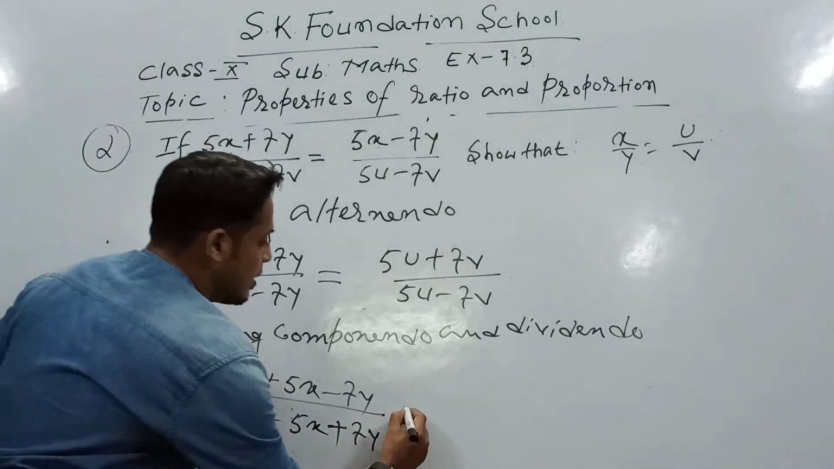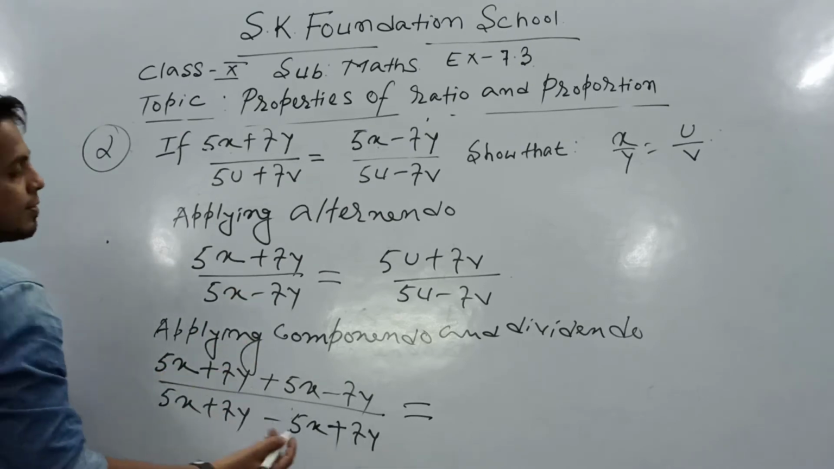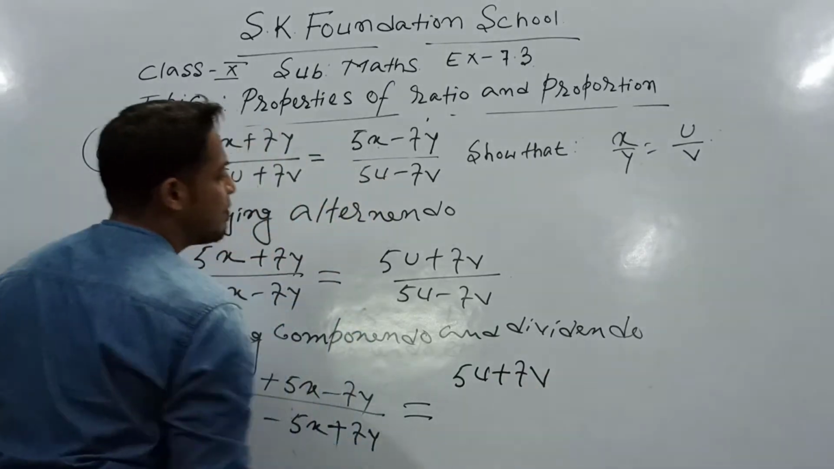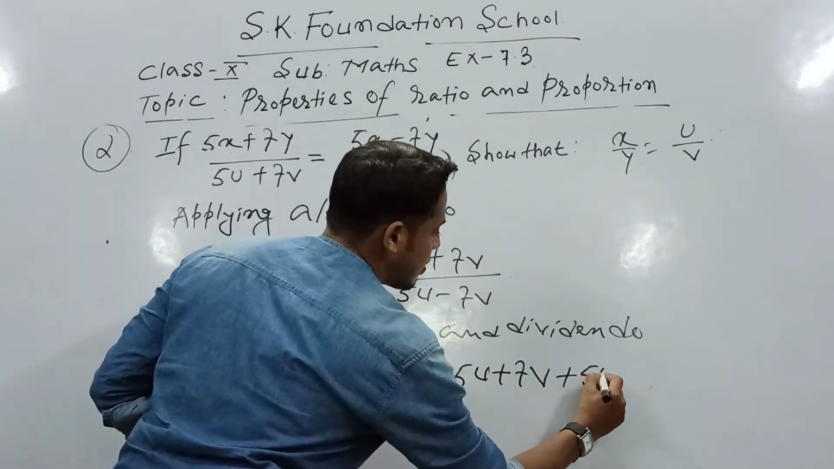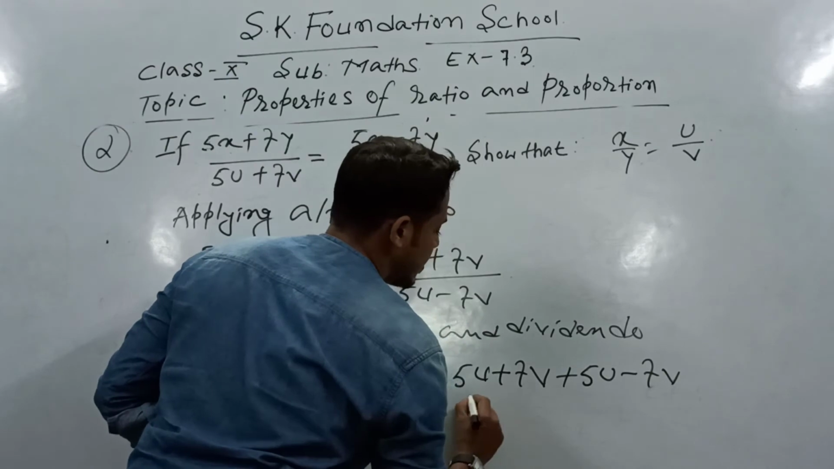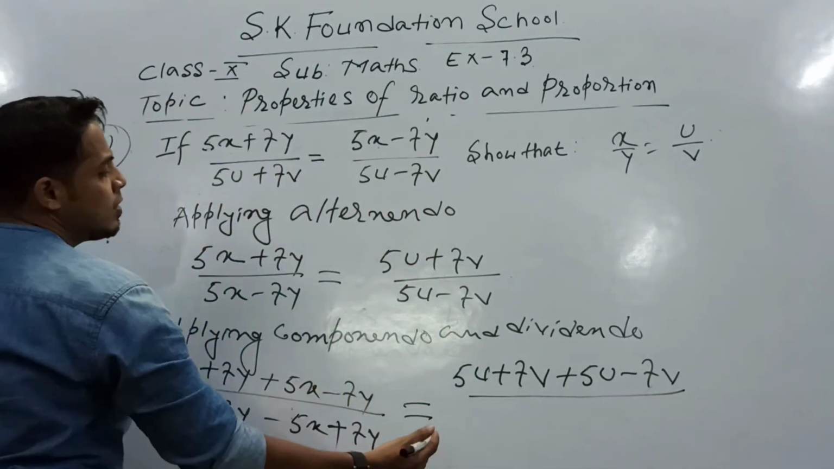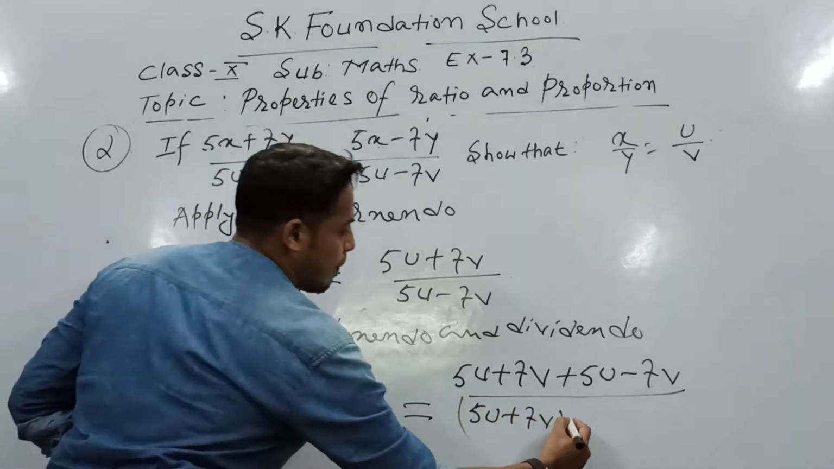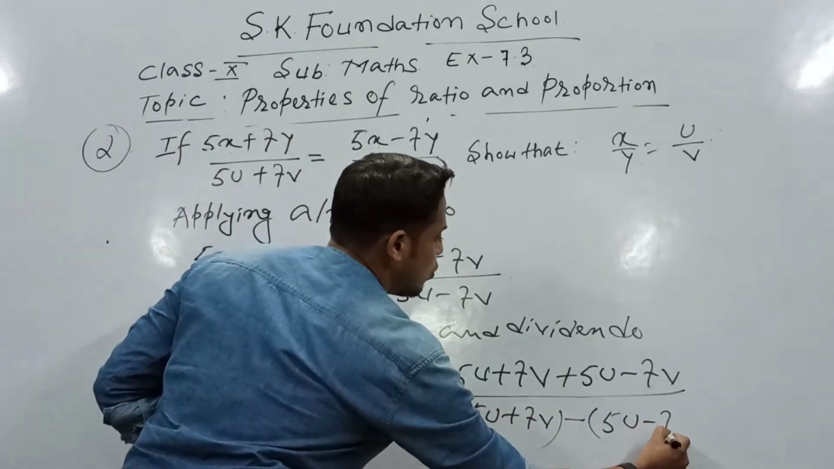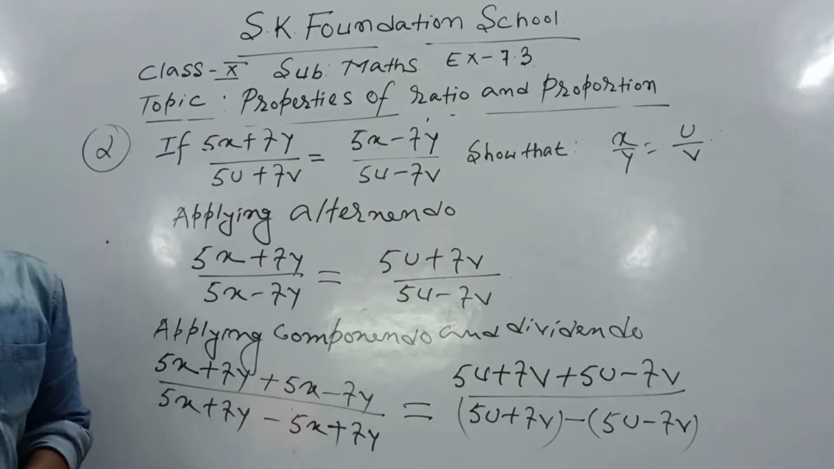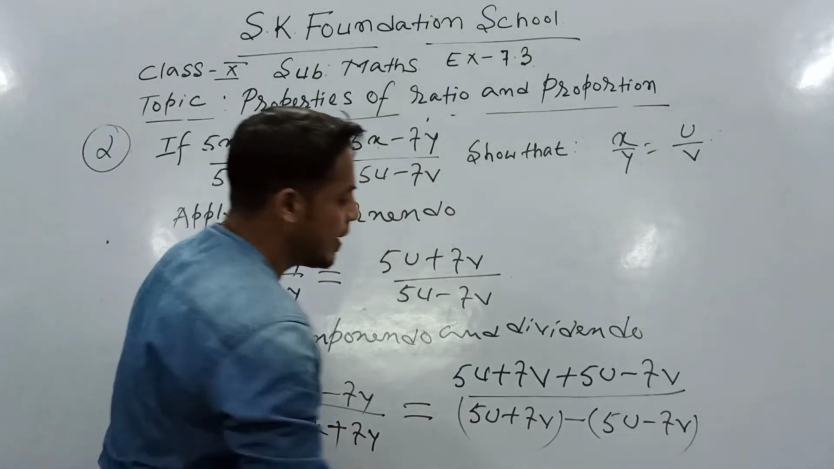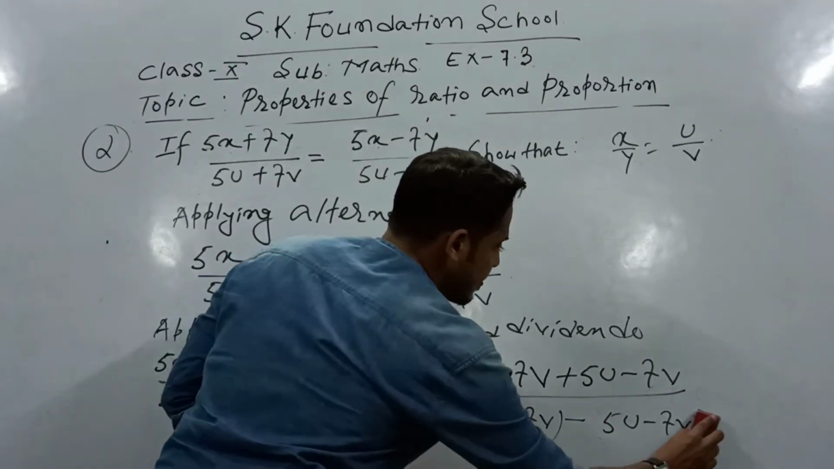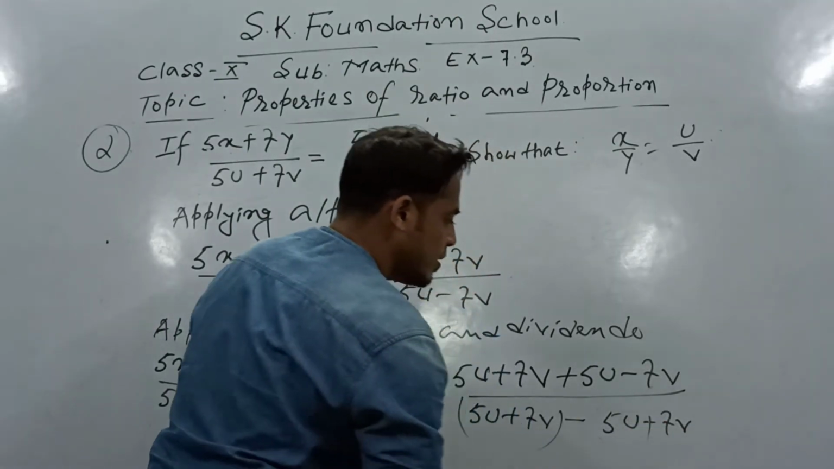Clear? In the same way, on the right hand side, numerator plus denominator, 5u plus 7v plus 5u minus 7v, right? And in the denominator portion 5u plus 7v minus 5u minus 7v, right? If you represent it directly, then plus minus minus, and this minus minus becomes plus.